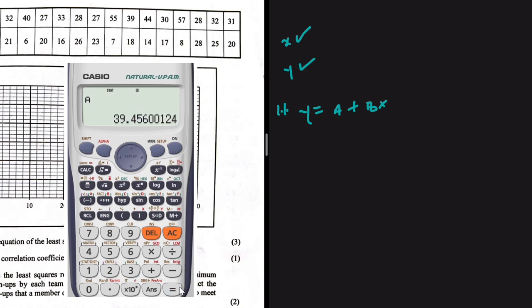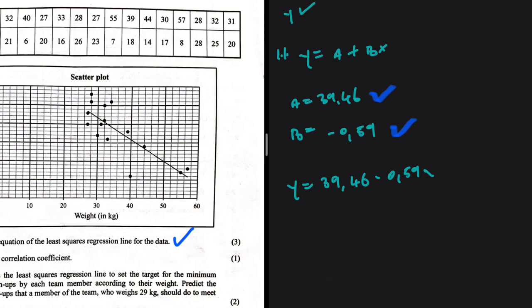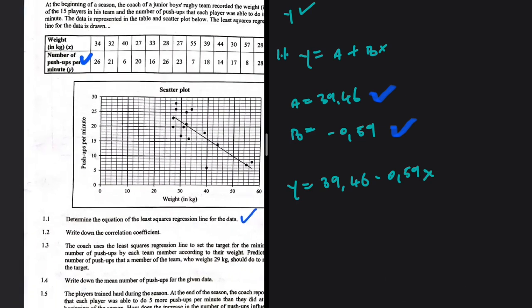that is 39.46. So A is equal to 39.46. What about B? I press AC, shift 1, 5 for regression, and then B. So I press 2, and that is minus 0.59. So that's the value of A, that's the value of B. So y is equal to 39.46 minus 0.59x. So that is the first question, 1.1, out of 3 marks.